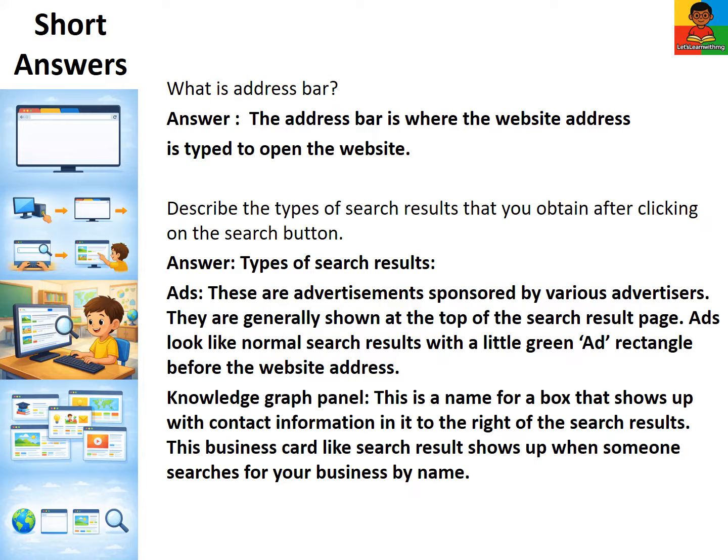Describe the types of search results that you obtain after clicking on the search button. Answer: Types of search results include ads, which are sponsored by advertisers and shown at the top of the page with a green ad rectangle, and the knowledge graph panel, which displays contact information to the right of the search results.